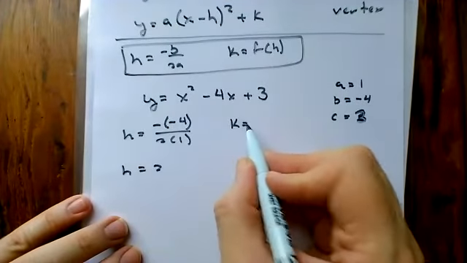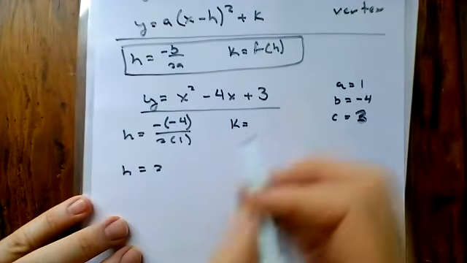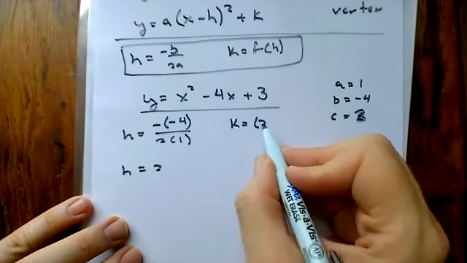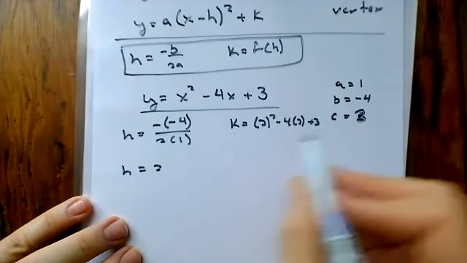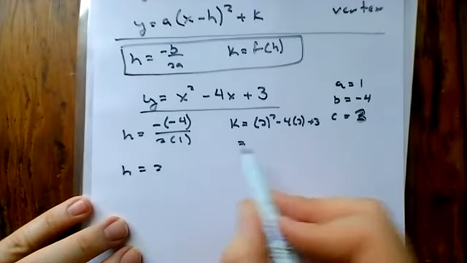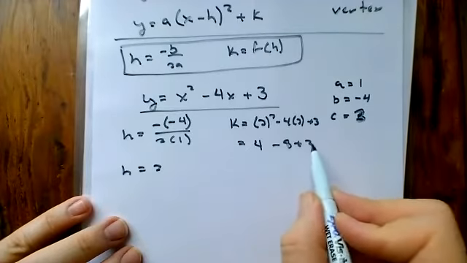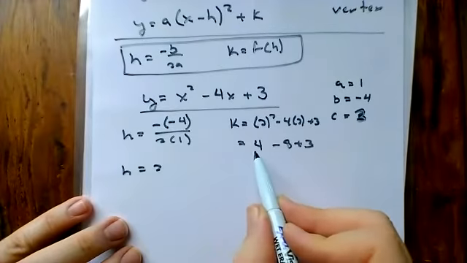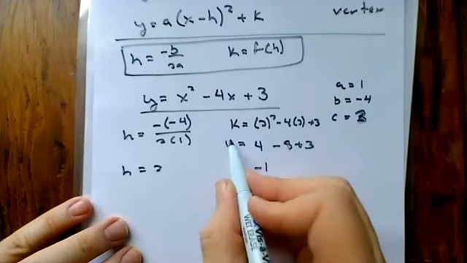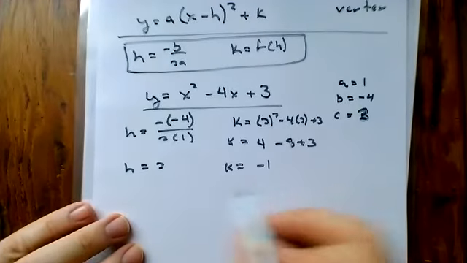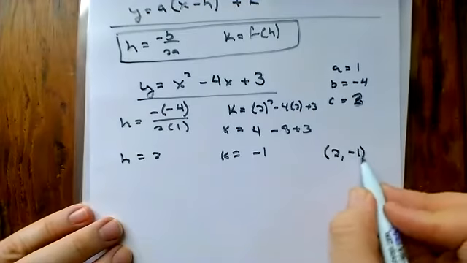The k is therefore where I just plug in my h value. So this is going to be 2 squared minus 4 times 2 plus 3. So my k is going to be 4 minus 8 plus 3. So negative 4 plus 3 is a negative 1, that is my k. So my vertex is going to be 2, negative 1. This is my vertex.